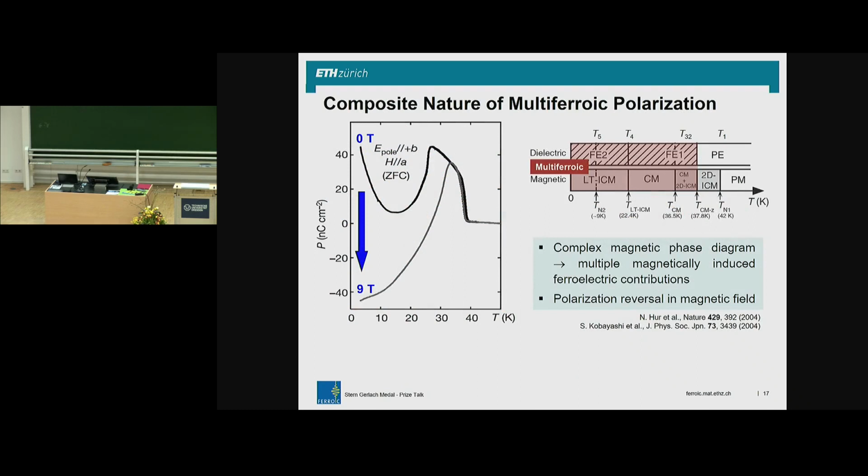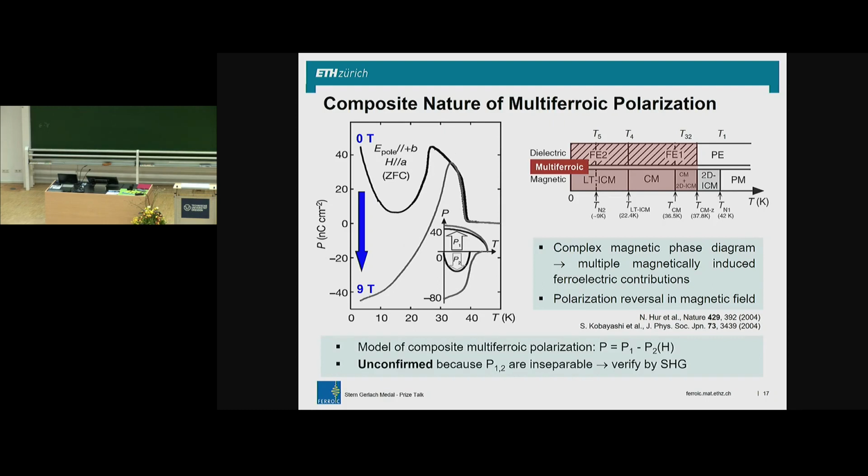Okay, so then people measured the spontaneous polarization in the presence of magnetic order. Here you see the phase diagram, lots of magnetic transitions, ferroelectric order on top, so it's a multiferroic. And then they measured the very complex behavior, and also they measured that the spontaneous polarization is reversed in a magnetic field. Nice, magnetic field control of an electric polarization. And the model was, yeah, maybe there are 2 contributions to the polarization. One is field sensitive, the other one is not. But that's only a model. You cannot really, when you measure polarization, you measure polarization. You cannot say, this is from that sublattice, this is from that sublattice. But SHG can, that's the nice thing.